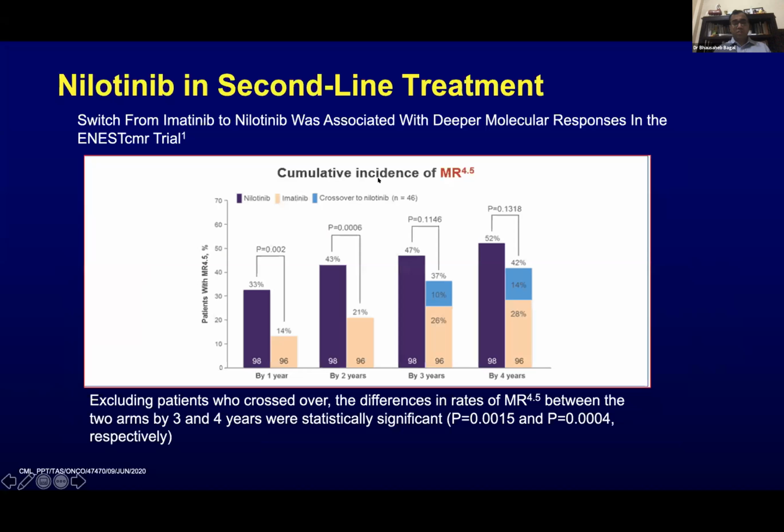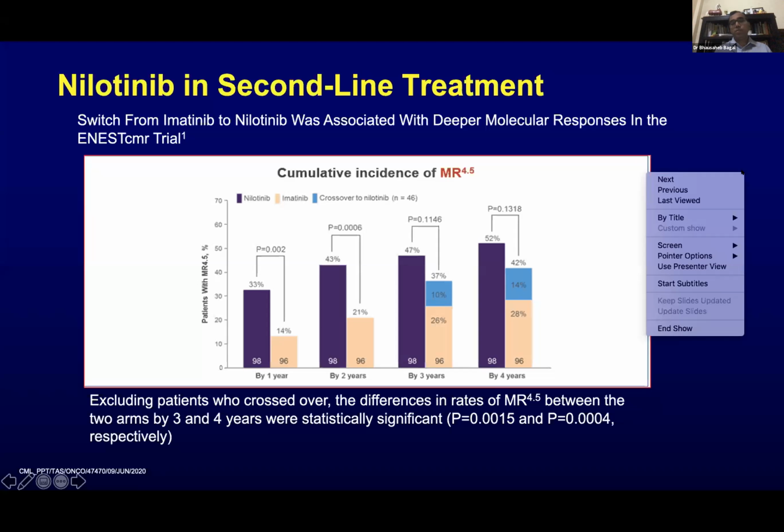Similarly, the incidence of MR 4.5 was also increased. So this is relevant in terms of TFR, and it's 47% and 37%. But what these small boxes represent is patients on imatinib who were given nilotinib. So actually the difference is slightly more. So you could expect that you would be able to push 10% more patients into MR 4.5 and make them eligible if you are switching patients from imatinib to nilotinib in the first-line setting when someone has not achieved complete molecular response.